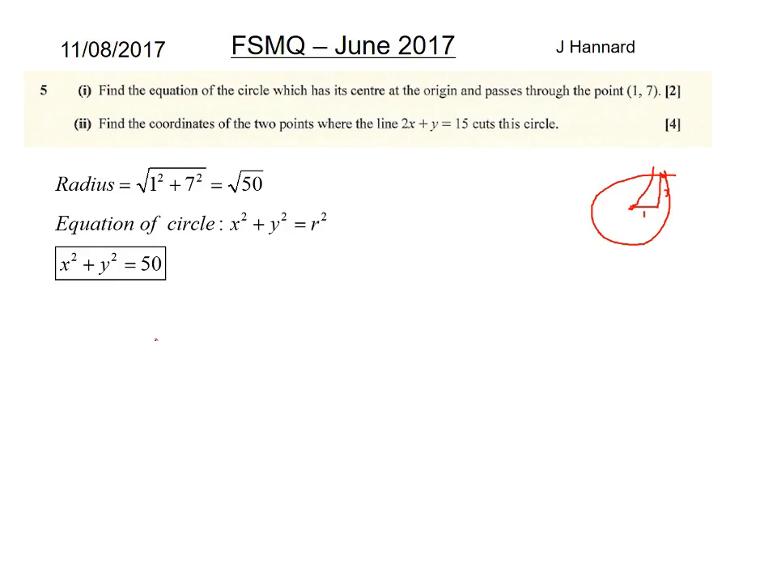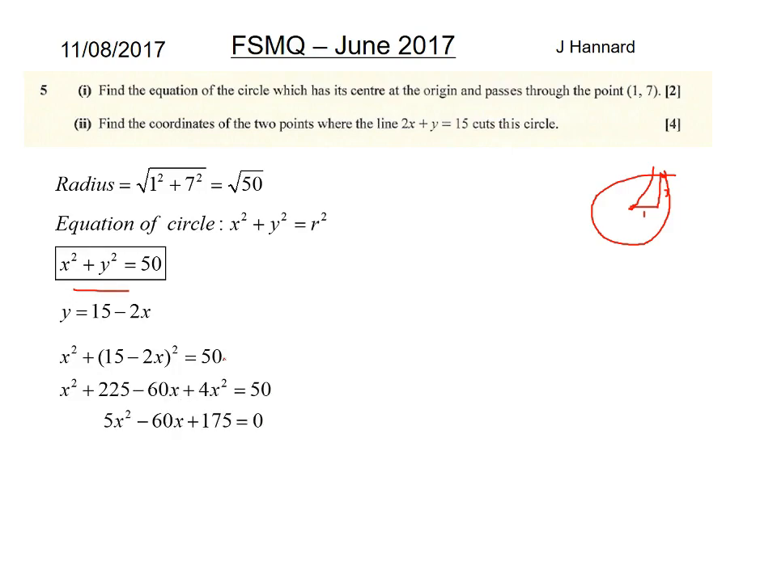So find the coordinates of the 2 points where the line 2x plus y equals 15 cuts the circle. So rearrange that equation, you get y equals 15 minus 2x. We then paste that into this equation here, and we get x squared plus (15 minus 2x) all squared equals 50. Expand that out, tidy it up, and you get that.